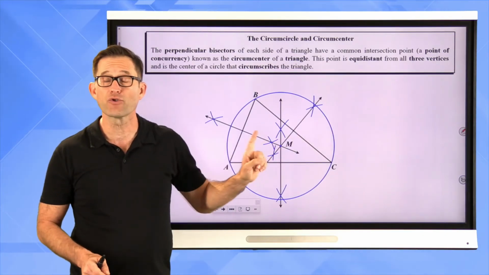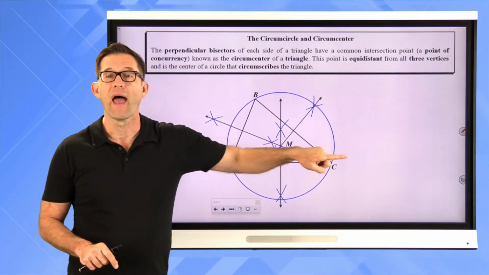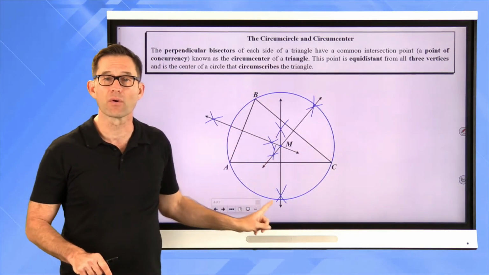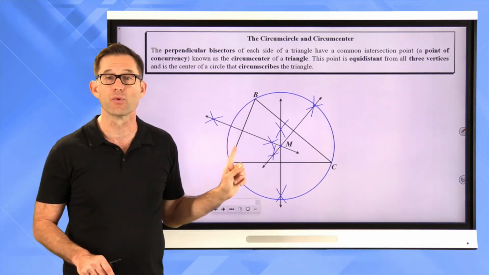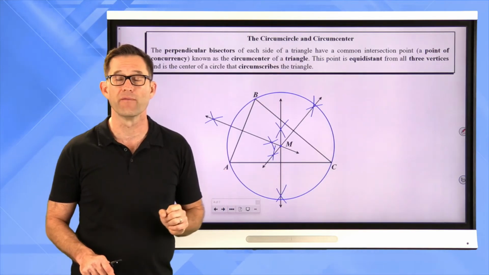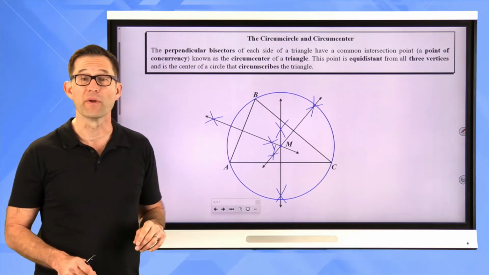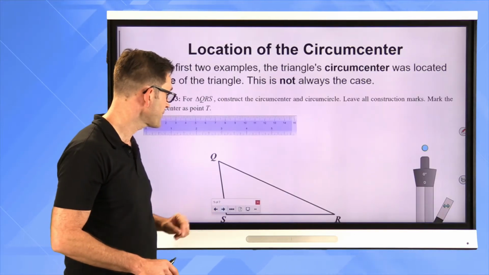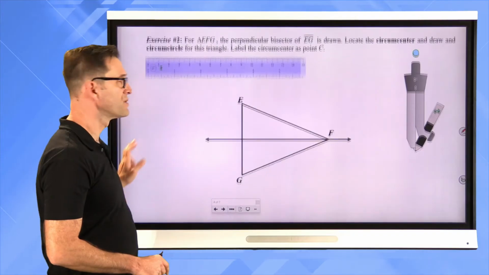And so every triangle has one unique circumcenter and one unique circumcircle that goes around the triangle and passes through each of the triangle's 3 vertices. And it's at the intersection point of the 3 perpendicular bisectors. Hold on. Just got to make sure of this. There we go. I knew there was another problem on that.